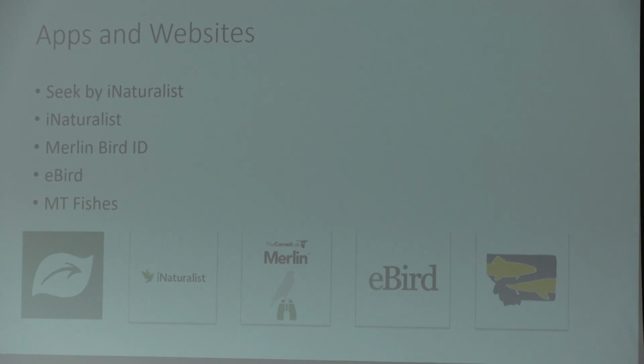Merlin Bird ID is a really, really cool app, especially if you don't have binoculars or if your binoculars aren't great. It is basically, if you've ever used the app Shazam for songs, it listens to a bird and it can usually tell you what bird that is. It's really, really cool, kind of like magic, at least to me.